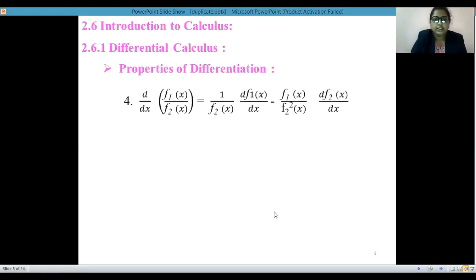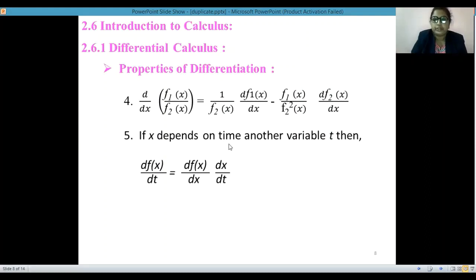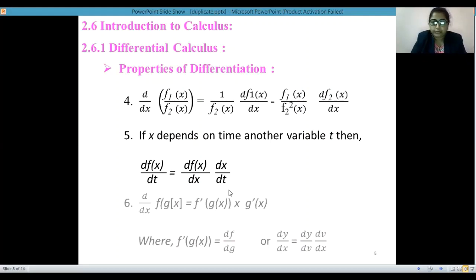Then the fourth one is d/dx of f1 by f2, means f1(x) upon f2(x), is equal to 1 upon f2(x) d/dx of f1(x) minus f1(x) upon f2 square (x) into d/dx of f2(x). Then the last one is, if x depends on time, another variable t, then d/dt of f(x) is equal to d/dx of f(x) into dx/dt. And d/dx of f(g(x)) is equal to f'(g(x)) into g'(x), where f'(g(x)) is equal to df/dz, or dy/dx is equal to dy/dv into dv/dx.